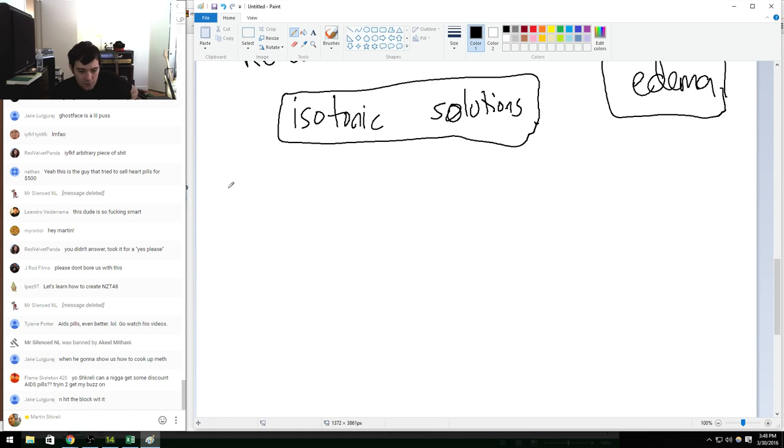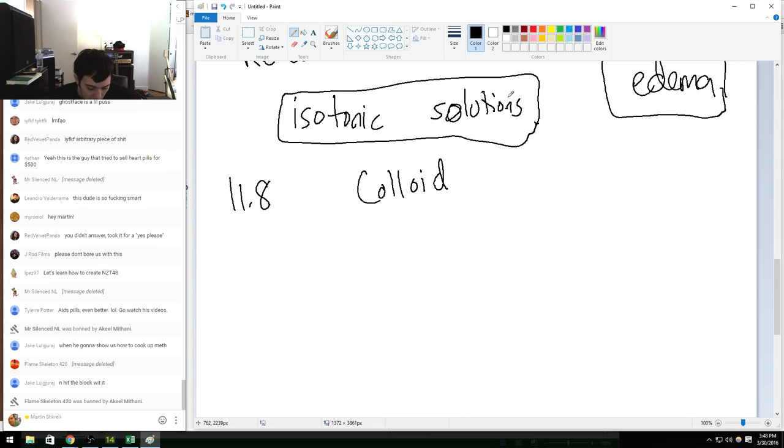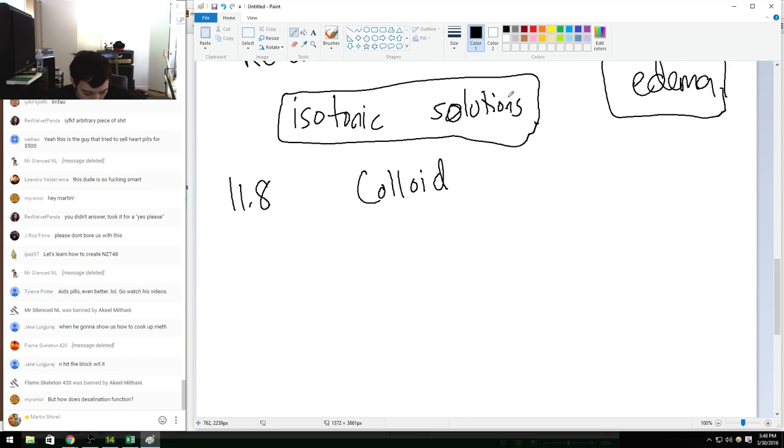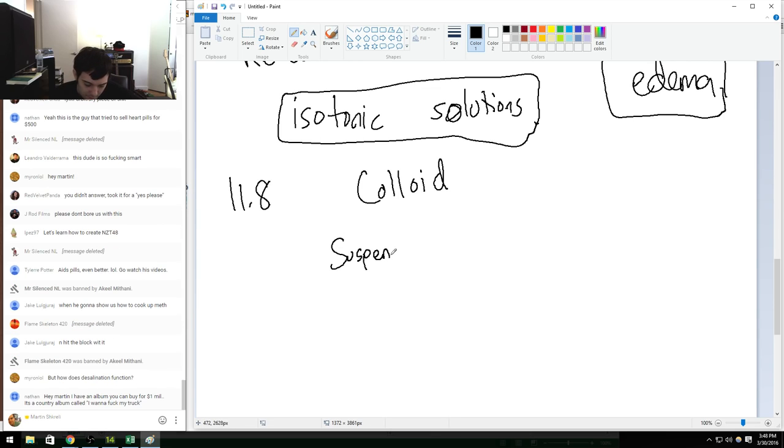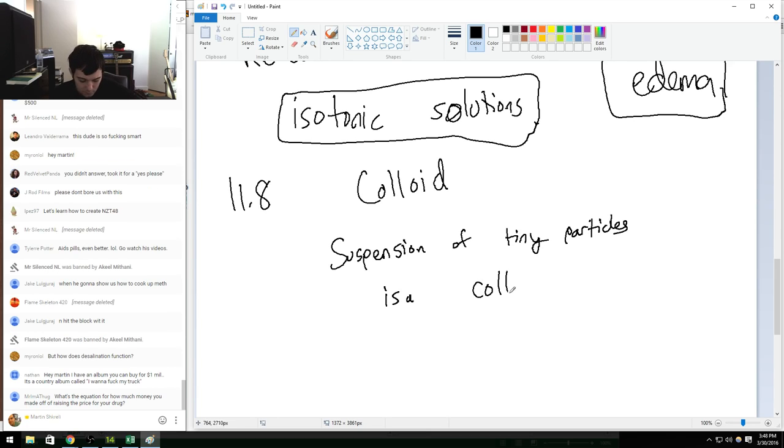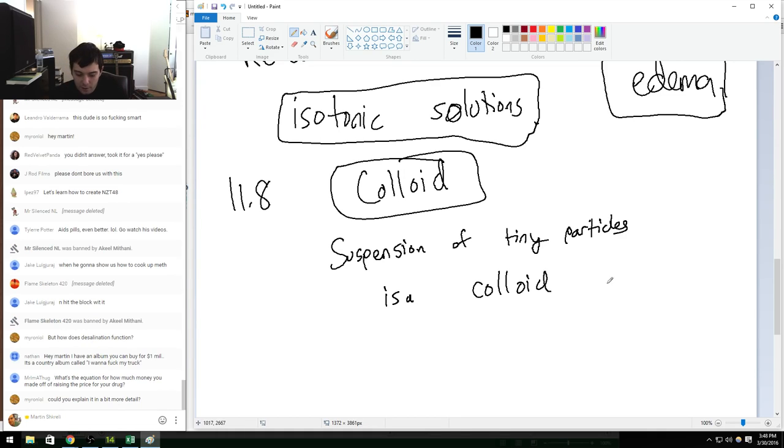To finish this off, we're just going to briefly describe something called a colloid. A suspension of tiny particles in a solution is called a colloid. We don't have to get into this too much, but it's important that you understand that there are solutions called colloids. And they scatter light differently.